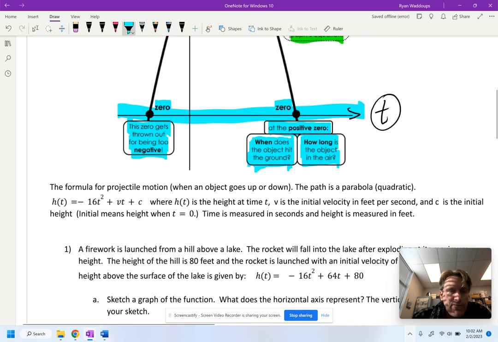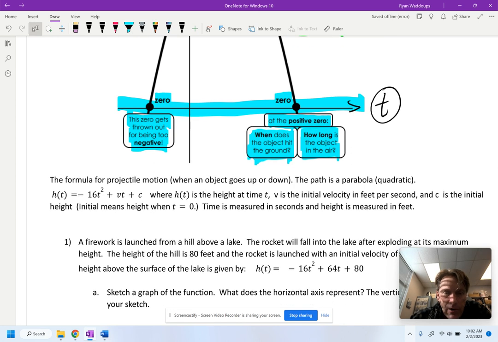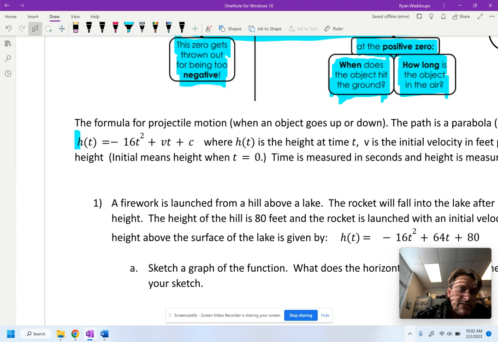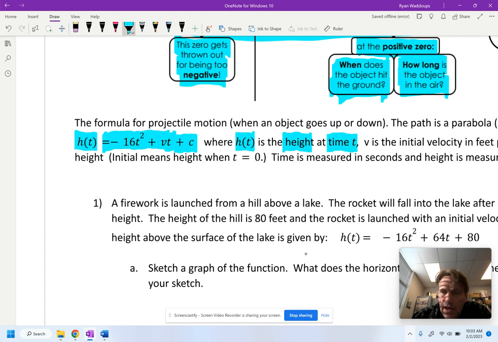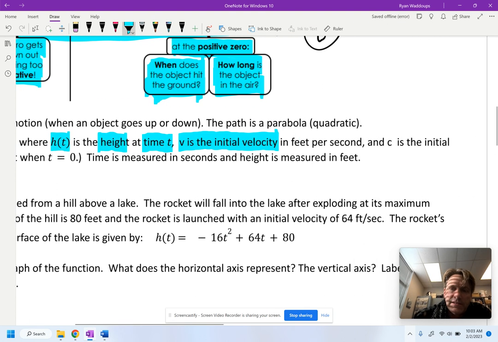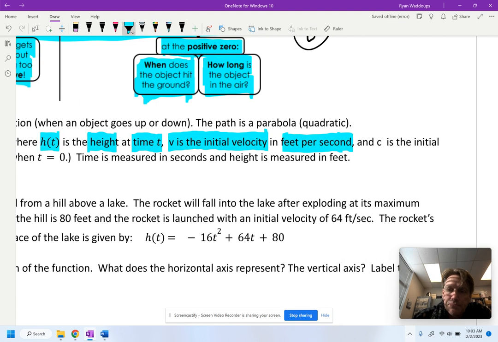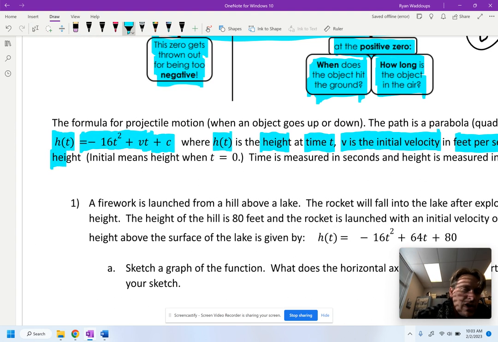Okay. The formula for projectile motion when an object goes up or down, the path is a parabola. It's a quadratic. The general form of that is h of t equals negative 16 t squared plus vt plus c. And h of t is the height. The time is the variable t. V is the initial velocity, and that's in feet per second. C is the initial height.